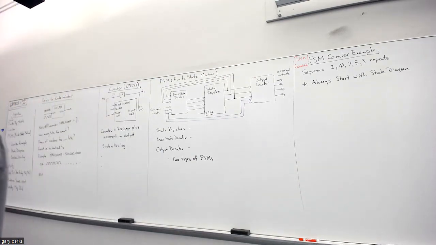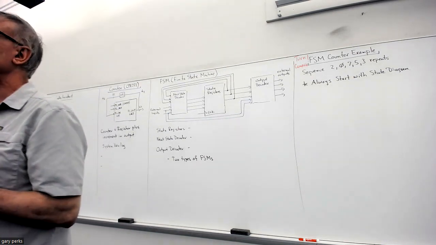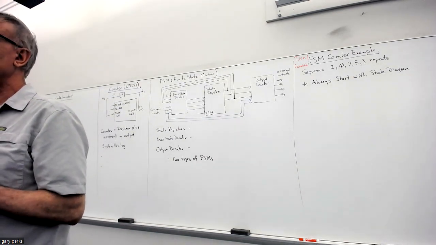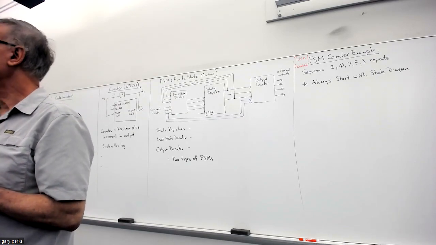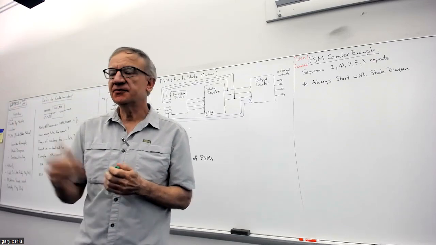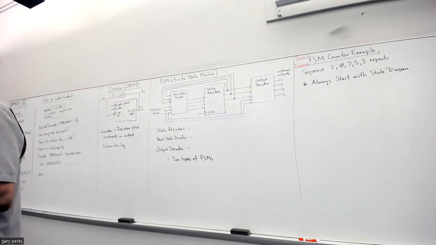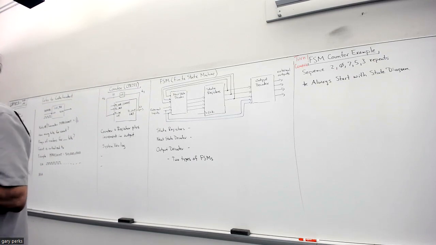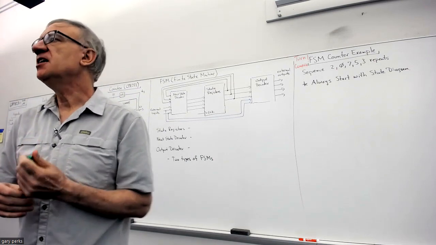FSM stands for finite state machine, and it's really what we work towards because the FSM contains both types of logic circuitry. It contains combinational circuitry that doesn't have memory, and also sequential circuitry that does have memory. So it's a device that incorporates both types of logic circuitry that we've talked about.